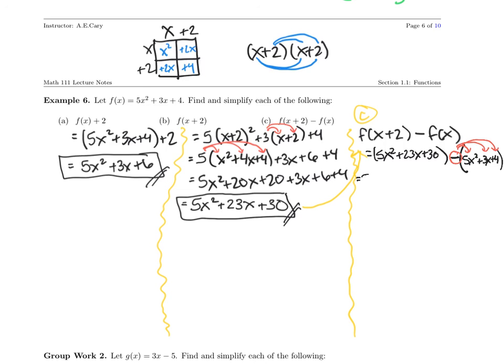And end up with 5x squared. I'm going to try to write this a little smaller. 5x squared plus 23x plus 30 minus 5x squared minus 3x minus 4. So again, please make sure you are distributing your negative throughout. Once we've done that, we can combine like terms. We have a 5x squared and a negative 5x squared, so that goes away. We have a 23x minus a 3x. We end up with 20x. And we have a 30 minus 4, leaving us with a positive 26. So this is our answer.